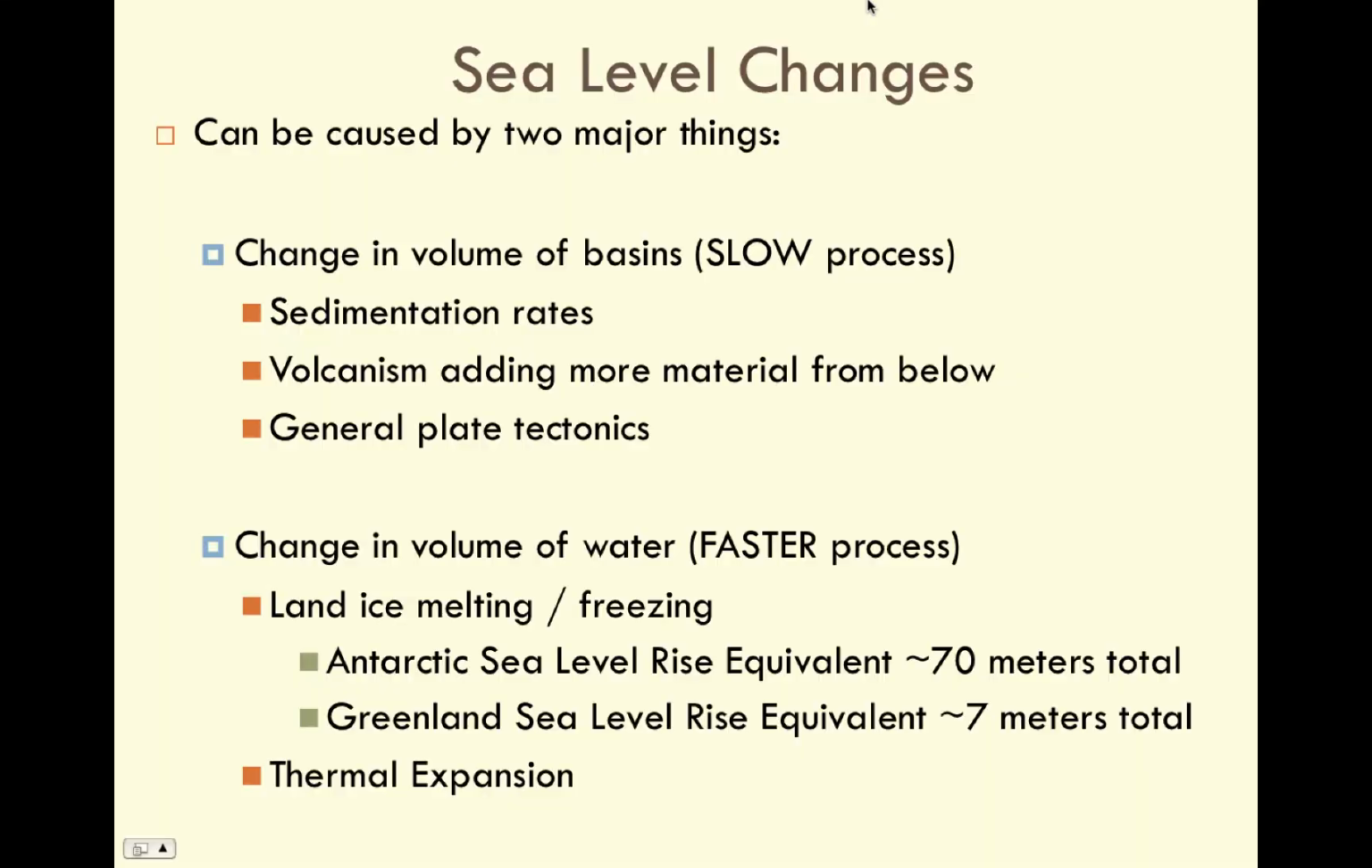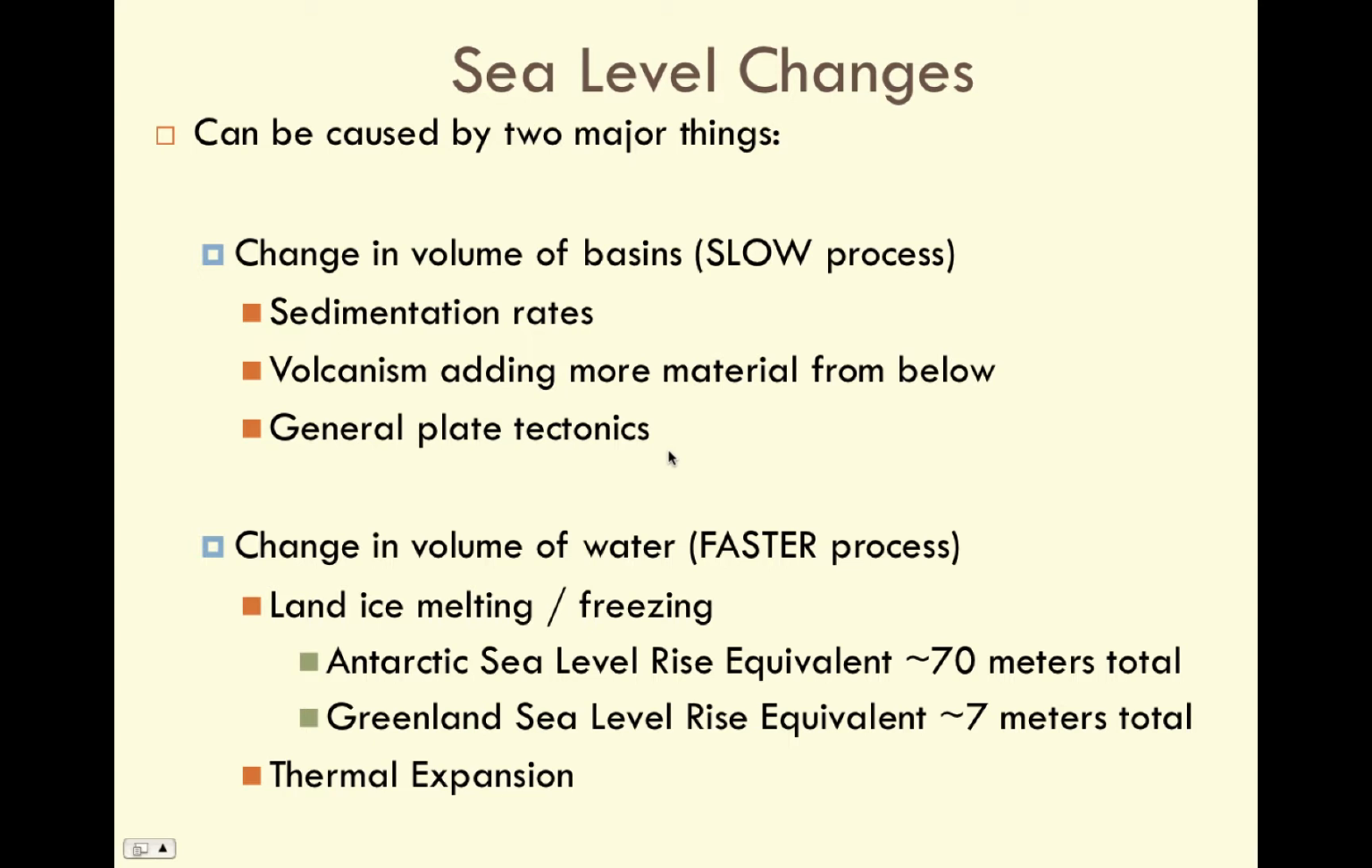Sea level changes can be caused by two major things. Changes in the volume of the ocean basins. This is a slow process. As we've mentioned, plate tectonics simply shift the plates around, changing volumes. You could also imagine sedimentation rates. As you add sediment to the ocean bottoms, that's going to decrease the volume as you're increasing the height of the seafloor. Volcanism can do the same thing from below. Hawaii is a good example where you get volcanoes coming up from the bottom. That's obviously going to take up space, decreasing the volume overall.